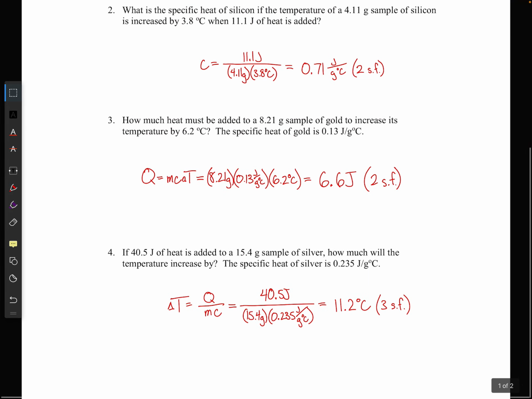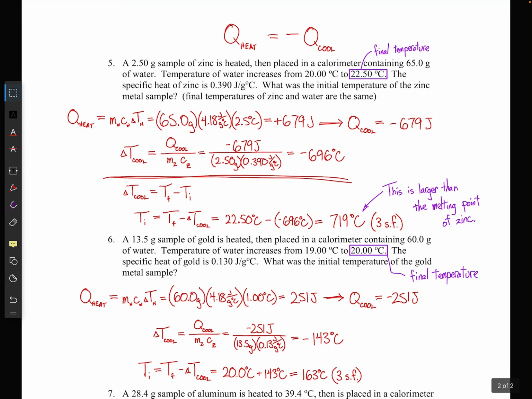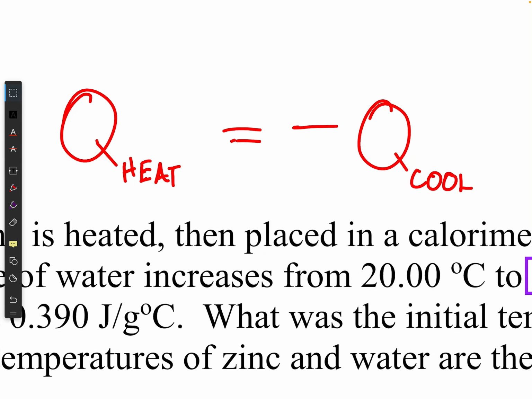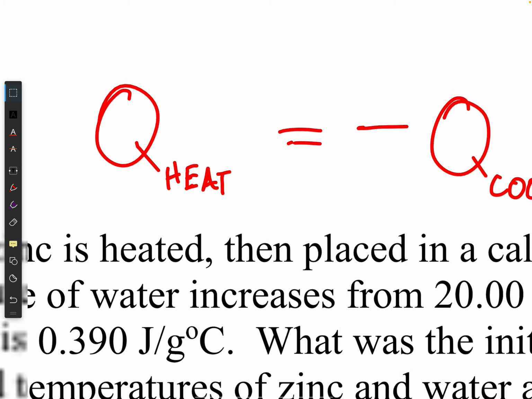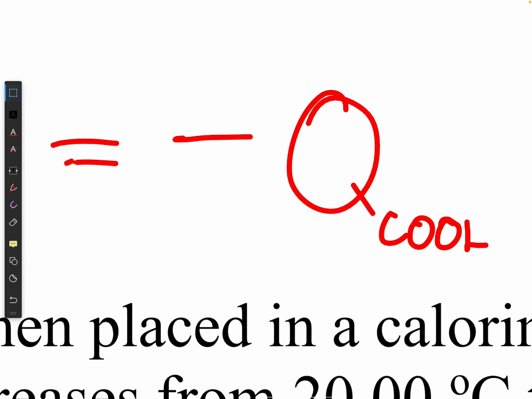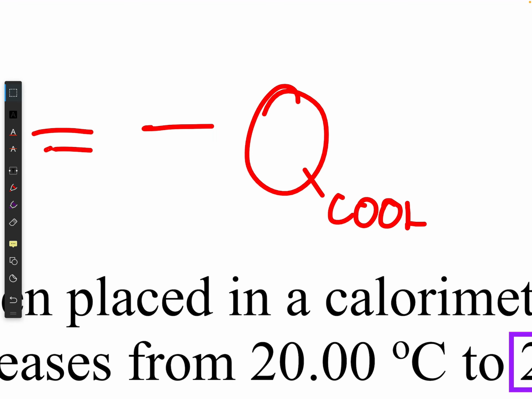All right, next page. For this page, we need to recognize, and this is very important, that the heat lost by an object in contact with another object will be equal to the heat gained by the other object. Okay, so the amount of heat energy transferred from one object to another will be equal. Okay, so here we have the energy of heating, the object or substance heating, equal to the negative energy of the substance cooling.